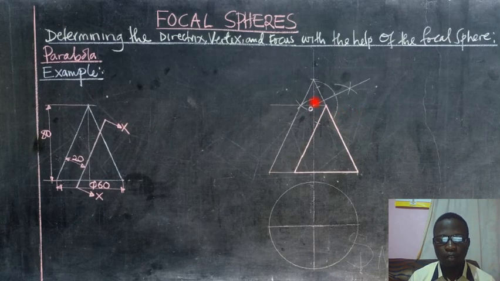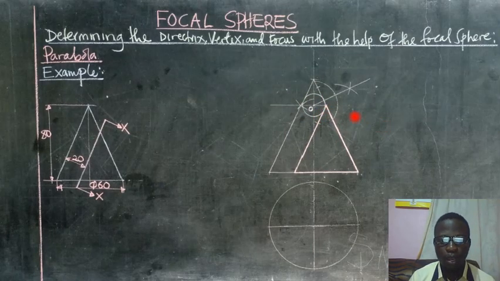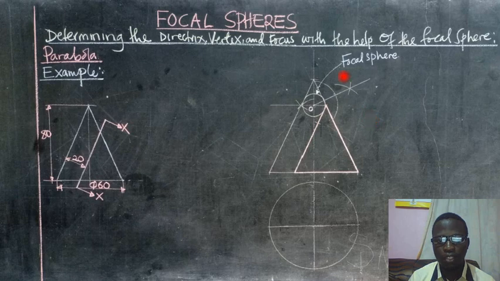Having obtained the center O, we drop the perpendicular to the slanting edge of the cone. We can put it this side or we can put it the other side. The aim is to get the perfect radius of the circle which will act as the sphere. So having dropped the perpendicular, we can now inscribe the circle at that point O, and that gives us the focal sphere. As you can see here, this is our focal sphere.